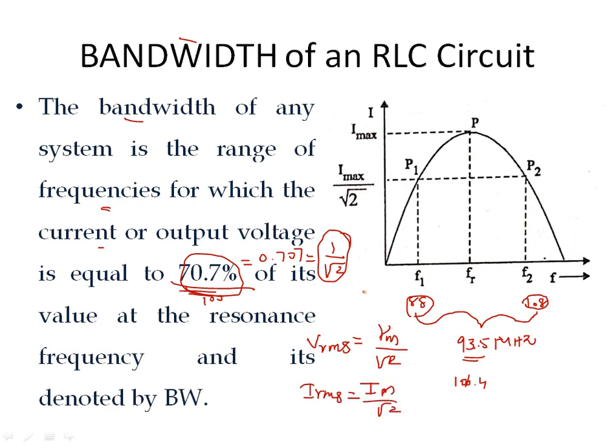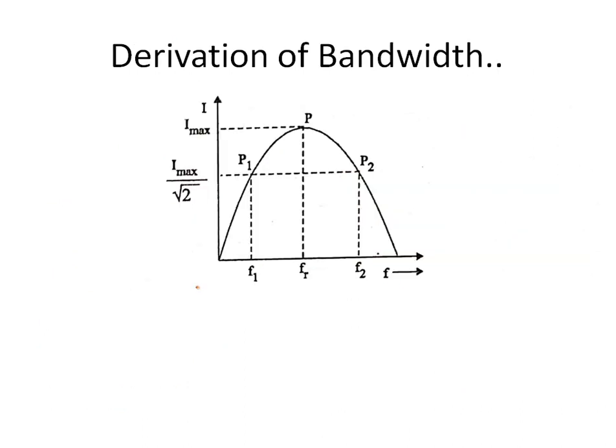Hence, bandwidth is nothing but the distance between F1 as well as F2. What is the name of F1? F1 is nothing but FL, that is the lower cutoff frequency. F2 is nothing but FH, that is the upper cutoff frequency. Higher frequency, lower frequency. So FR should lie exactly at the center between these two, FL as well as FH. So that is the concept of bandwidth of an RLC circuit.